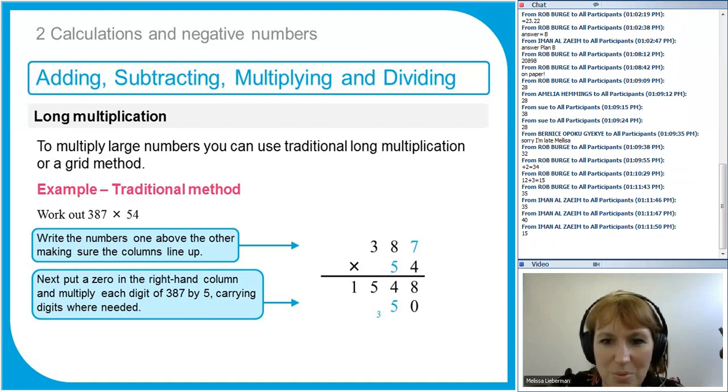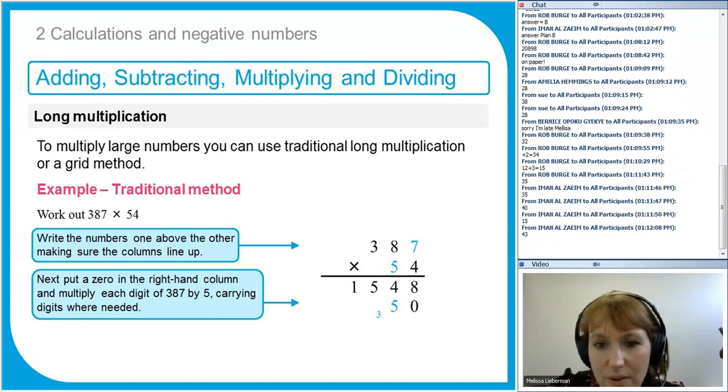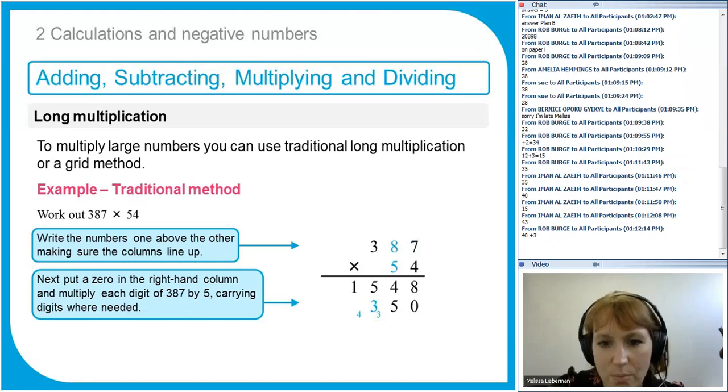Oh, you're doing the next bit, that's probably why. But then remember that you need to add the 3. So we're going to do 5 times 8 plus the 3 that we carried. Thank you, Amanda. 43. So 3, carry 4. Put the 3, carry the 4 to the next column.